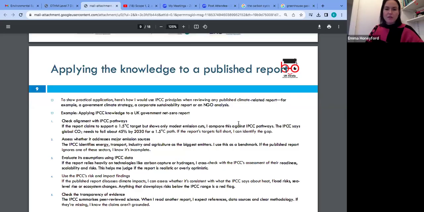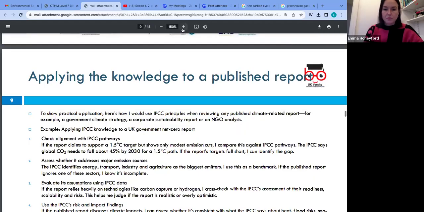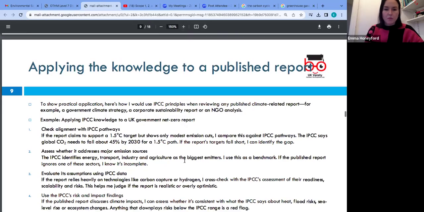So assessing whether it addresses major emission sources. The IPCC identifies energy, transport, industry and agriculture as the biggest emitters. So we know they're the biggest impact areas. So we can use this as a benchmark. If the published report ignores one of these sectors, we know that it's not reliable because we know these are the biggest impact areas. I'm just going to zoom in a little bit more.